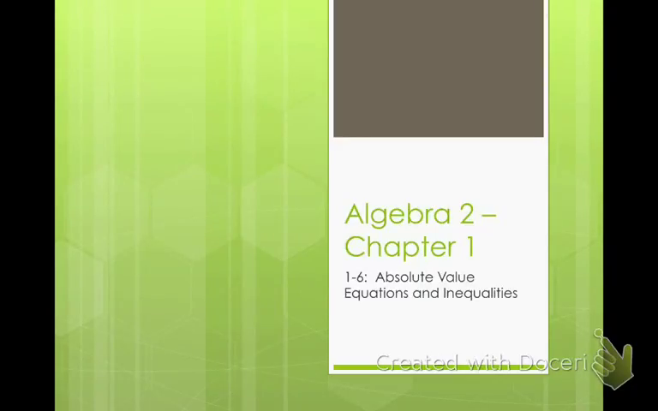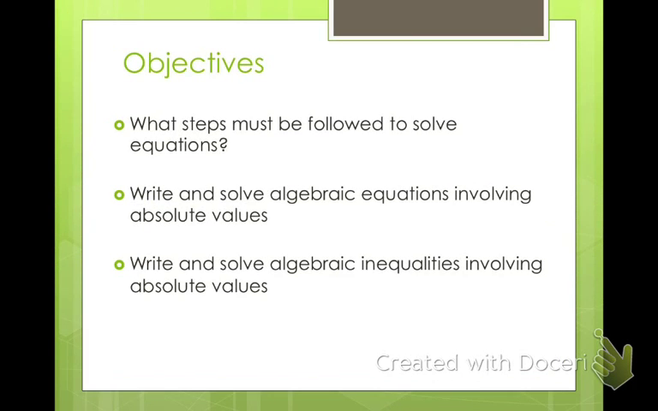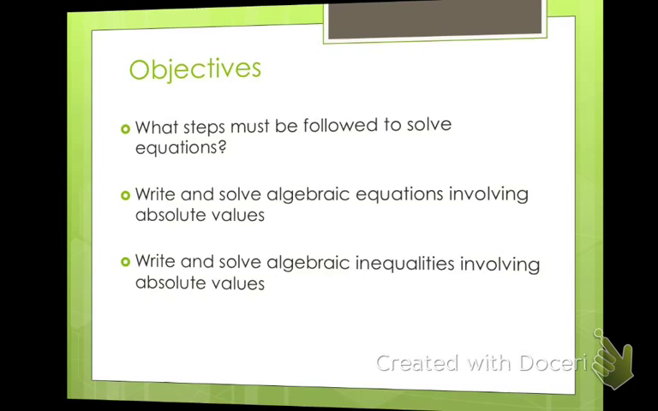Hey guys, it's the last section of Chapter 1. We're going to be doing absolute value equations and inequalities. So we're going to be taking what we learned in lessons 4 and 5 and adding absolute values to it as well. So our essential question is, what steps must be followed to solve equations, specifically with absolute values? So we're going to write and solve equations using absolute values and also inequalities.